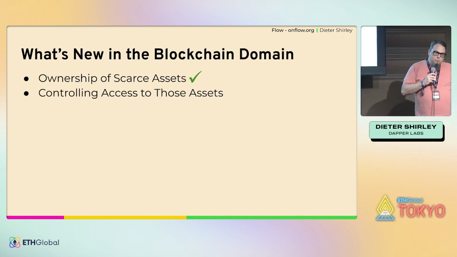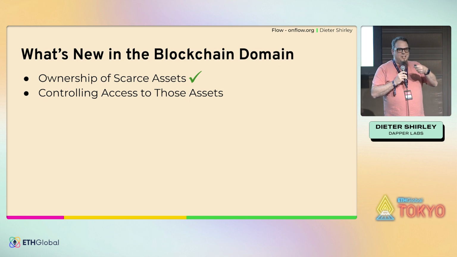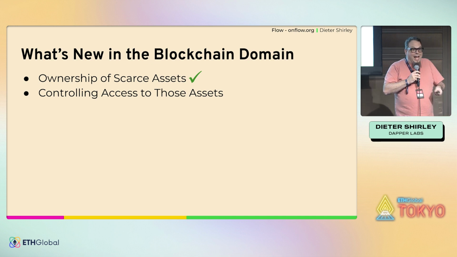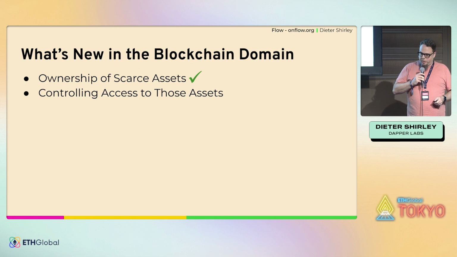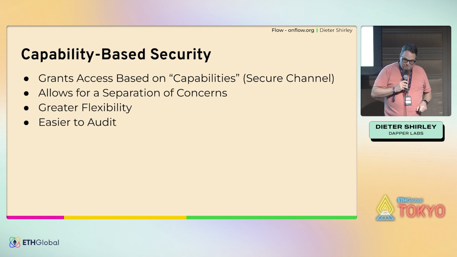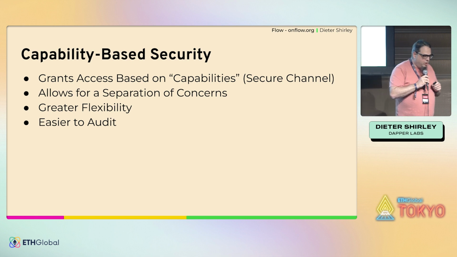So we've solved the problem of how you track ownership of scarce resources. We make scarce assets. You make these resource types. They have direct ownership tracking built in the language itself. And now we have this notion of ownership as a language primitive in our smart contracts. But what about controlling access to those assets? Well, that's where you get this idea called capability-based security.